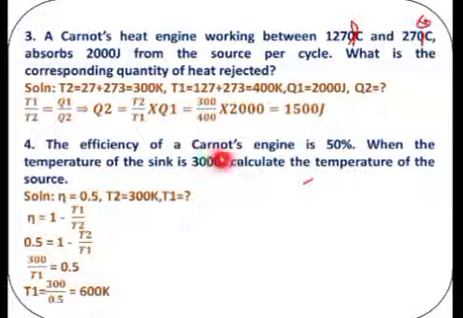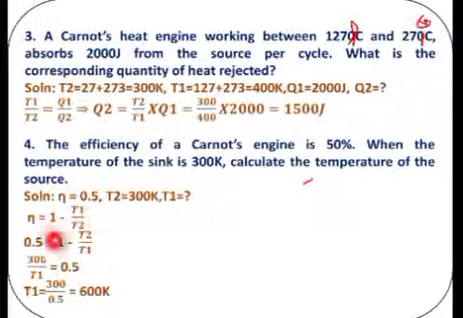The efficiency of a Carnot's engine is 50%. When the temperature of the sink is 300 Kelvin, calculate the temperature of the source. So efficiency is 0.5 here. 50% means we have to convert this value in this way, 0.5. T2 is equal to 300 Kelvin, so it is also given. We don't know what T1 is.